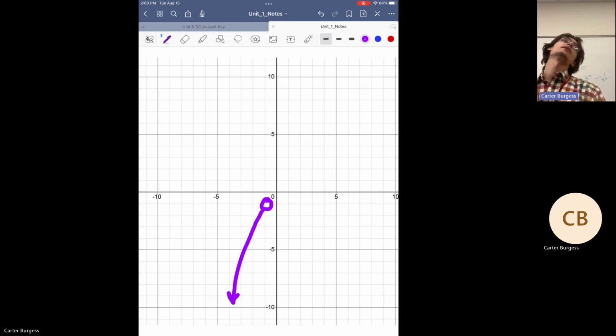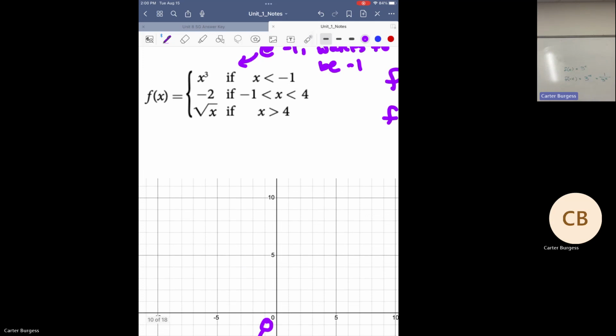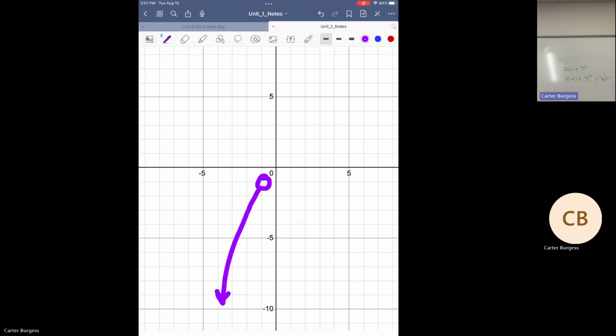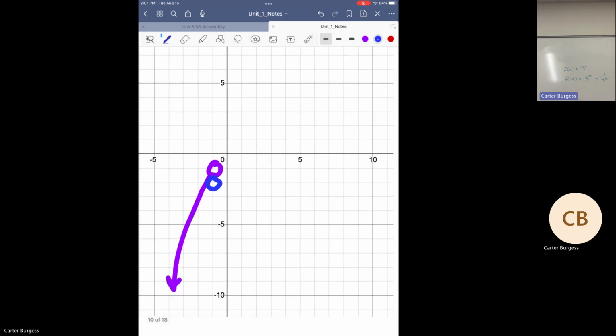All right, what else is going on at -1? Well, we're handing off to that middle function where we're just -2 all the way through. Normally, you would plug -1 in here. Notice in this case that it doesn't change anything. We're that constant function -2. And so we are also going to see this open dot here at -2, and we run with that all the way till 4.